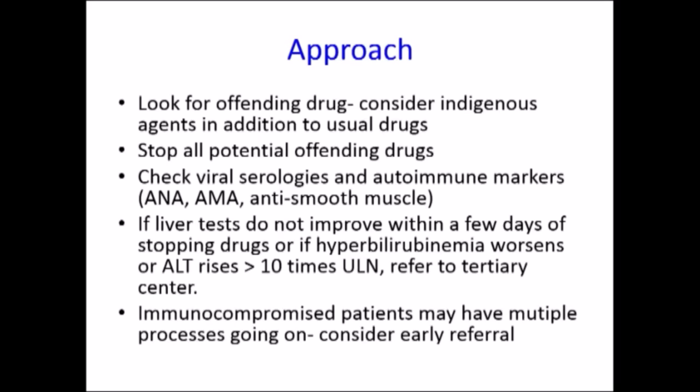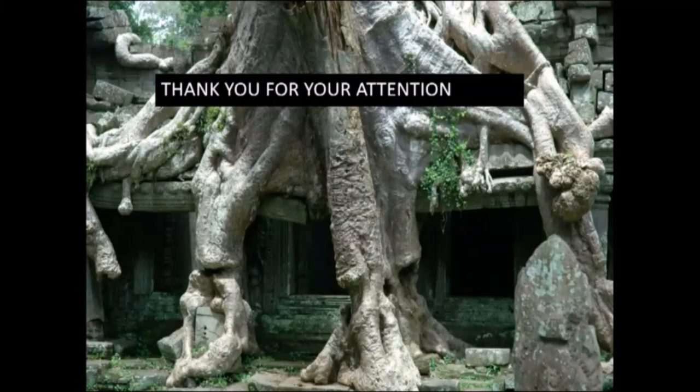If liver tests do not improve within a few days of stopping drugs, or if hyperbilirubinemia worsens, or the ALT rises more than 10 times the upper limit of normal, refer to a tertiary center right away. Immunocompromised patients may have multiple processes going on, so please consider early referral if the patient is immunocompromised for any reason. So with that, I'm going to stop. Thank you for your attention.